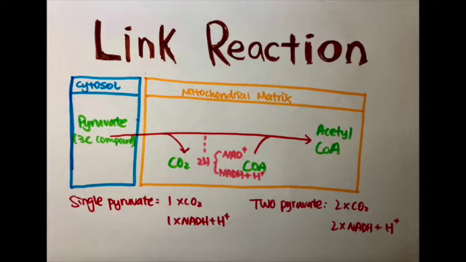Then it will have the 2 carbon compound, which forms an acetyl group. When it loses the hydrogen atom via oxidation, NAD is reduced to NADH plus H. Finally, the acetyl compound combines with the coenzyme A to form acetyl coenzyme A. Actually, the link reaction is where pyruvate is converted to the acetyl group.